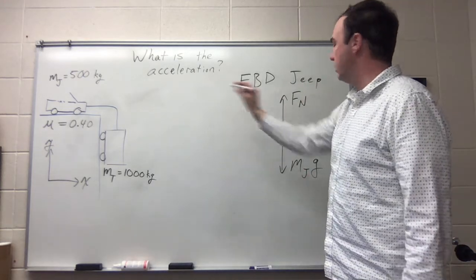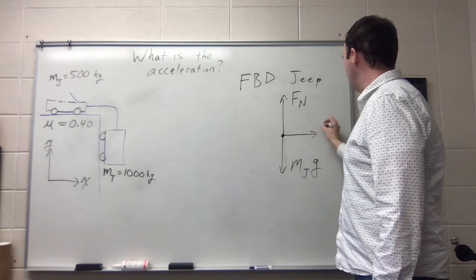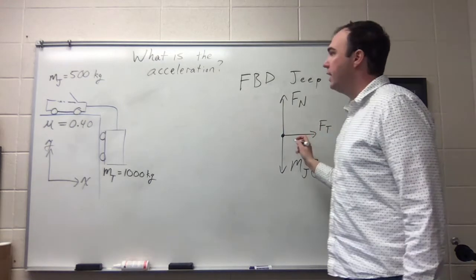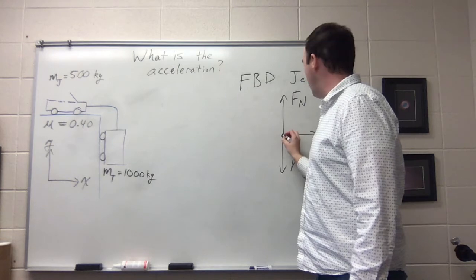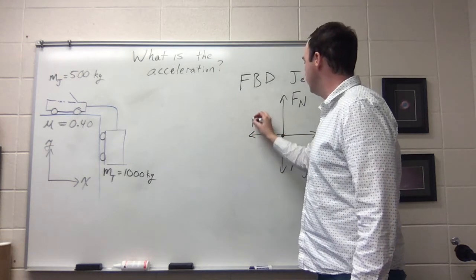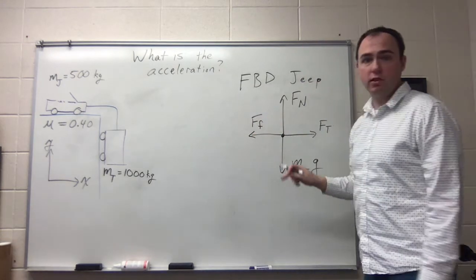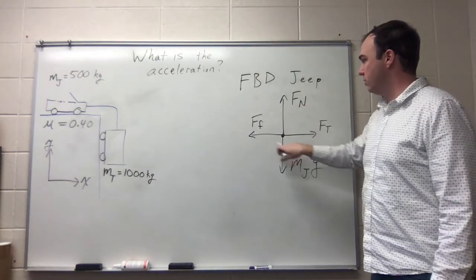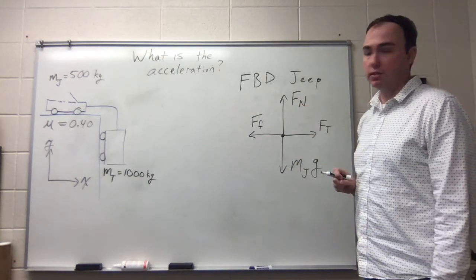The cable is pulling to the right, so that's a force of tension. And then we'll have a force of friction that's going to point to the left. Right, so we have two forces in the vertical direction, two forces in the horizontal direction.